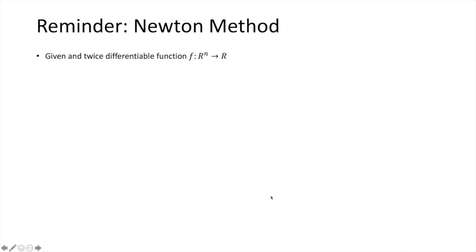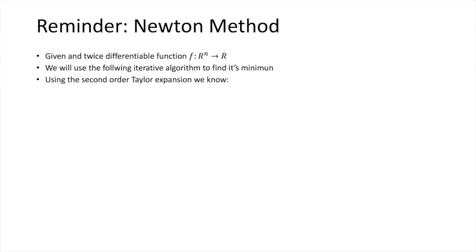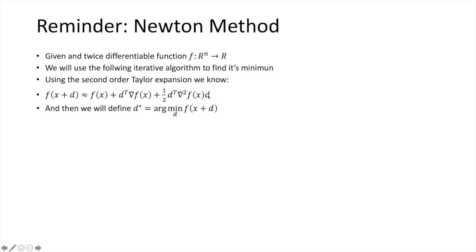So given a twice differentiable function from Rn to R, we will use the following iterative algorithm to find its minimum. This iterative algorithm is the Newton method. Using the second Taylor expansion, we know that f at point x plus d is equal to f of x plus d transpose the gradient of f of x plus half d transpose the Hessian of f of x multiplied by d. And then we will define d star as arg minimum of this expression, meaning it will be the direction to take the step in that would give us the most improvement.